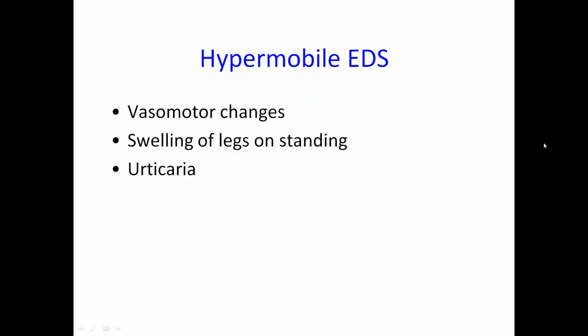In hypermobile EDS, I've alluded that the skin changes are less. There's a feeling that other conditions might occur more frequently with hypermobile EDS, and I've listed just a few here. Vasomotor changes. By that I mean flushing, redness, burning sensations people describe. Some patients, if they stand for some period, find that their legs swell and go red, and patients who describe urticaria or hives and nettle rash with hypermobile EDS.